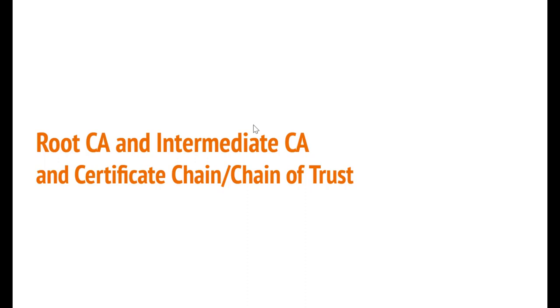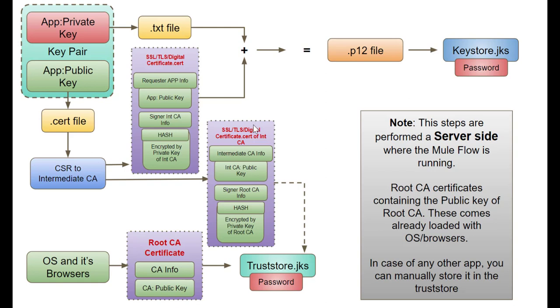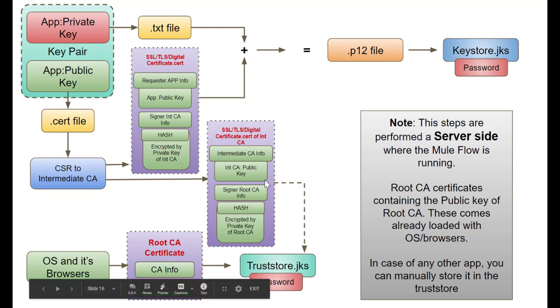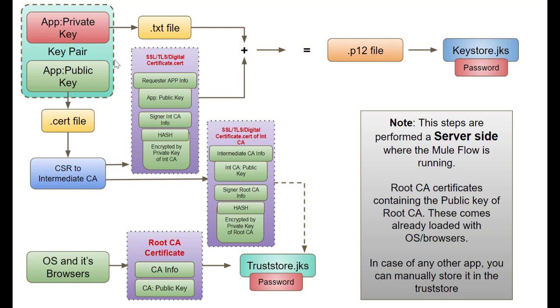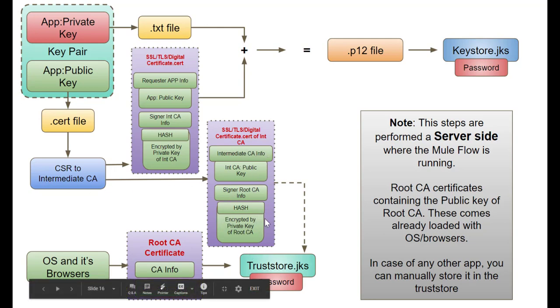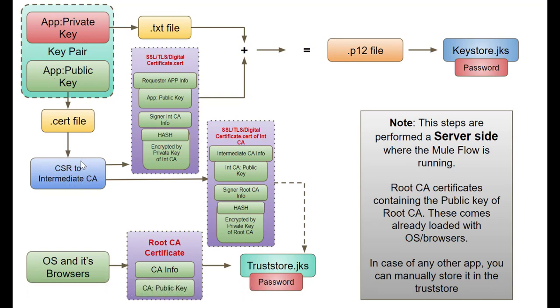So here I have mentioned the intermediate CSR, also a CSR to the intermediate certificate authority. As you can see, two certificates are presented to the requester. One is the digital certificate which is signed by the intermediate CA, and the second is the digital certificate of the intermediate CA, which is actually signed by the root CA. So that means once the CSR is raised to the intermediate certificate authority, as the reply to the CSR request, the intermediate CA sends two digital certificates.